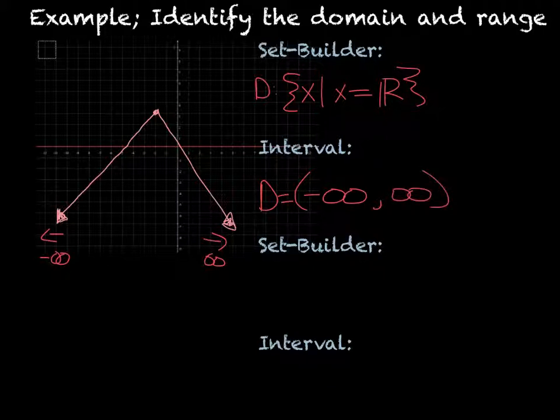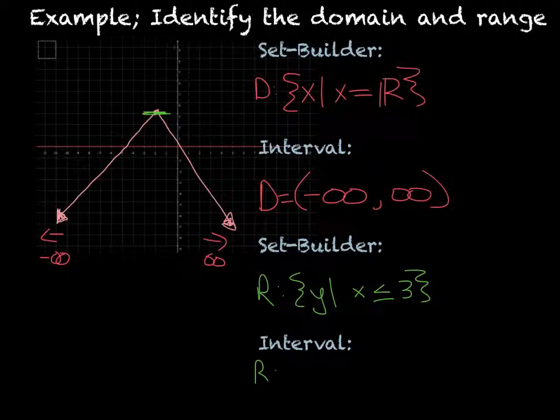Now, set builder notation for the range. If I have the range, I have the set of all y's such that, now y cuts off here at 3. So 3 is the highest it can go. So it's y is less than or equal to positive 3, and that would be my set builder notation. Interval notation may be a little bit more difficult. So the range is equal to, it goes down to negative infinity, and it goes up to and includes 3. So I put a square bracket around the 3, and that would be your final answer there.